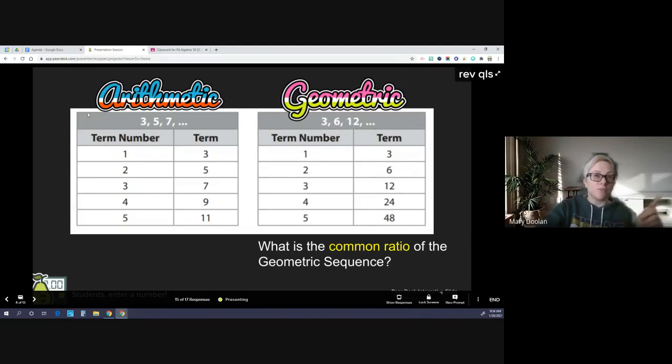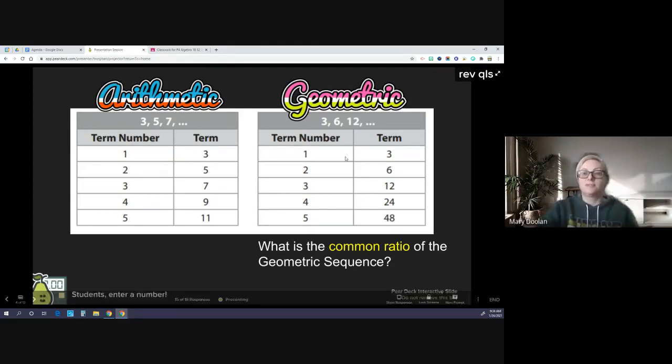So with arithmetic sequences, you're thinking, what do you add each time? Whereas in a geometric sequence, you're thinking, what do you multiply each time? Okay, that's the big difference. Arithmetic sequences have the common difference. Geometric sequences have the common ratio, right? Those terms are unique to those types of sequences.